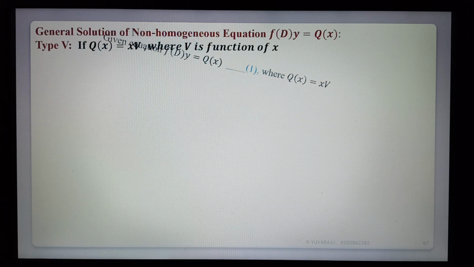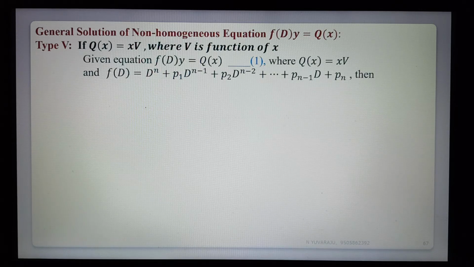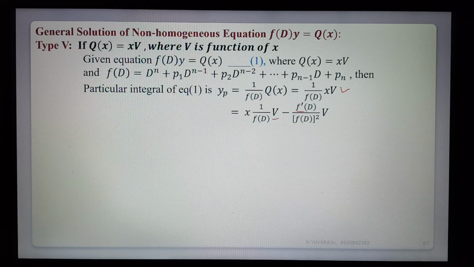Given the equation f of D into y is equal to Q of x, where Q of x is equal to x into V, and f of D is a polynomial of degree n in D. So yp is equal to 1 by f of D into Q of x, that is equal to 1 by f of D into xV. The direct formula is x into 1 by f of D into V minus f dash of D by f of D whole square into V, where f dash of D means the differentiation of f of D.